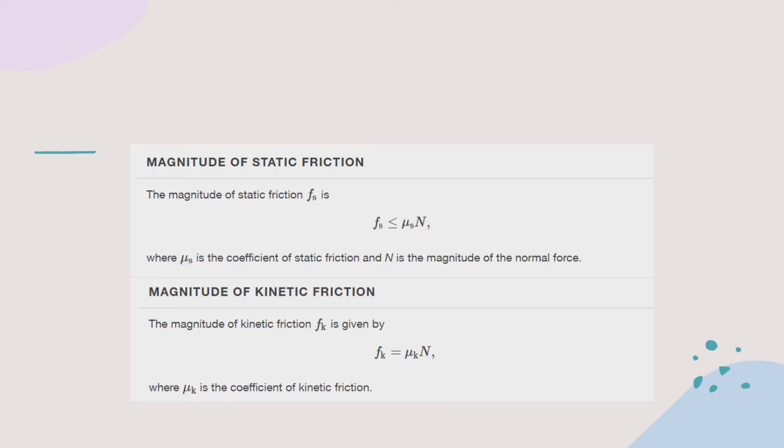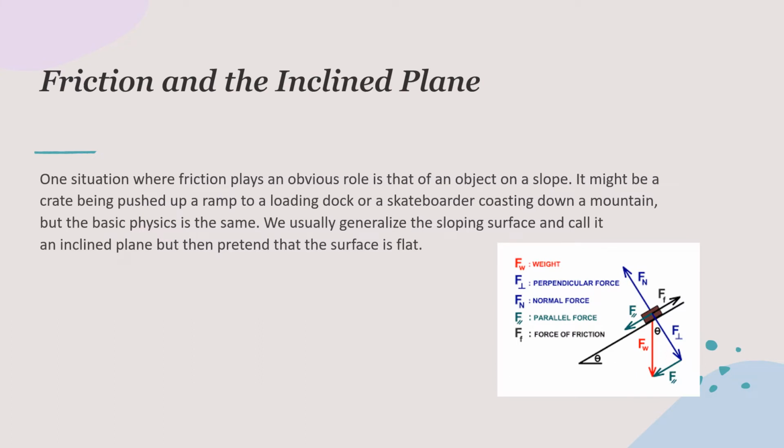The magnitude of the static friction, Fs, is less than or equal to μs n, where μs is the coefficient of static friction and n is the magnitude of the normal force. The magnitude of kinetic friction, Fk, equals μk n, where μk is the coefficient of kinetic friction.